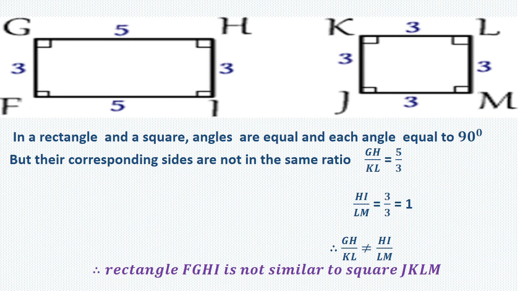In a rectangle and a square, angles are equal and each equal to 90 degree, but their corresponding sides are not in the same ratio. We observe the ratio of the sides GH upon KL is not equal to the ratio HI upon LM. Therefore, rectangle FGHI is not similar to the square JKLM.